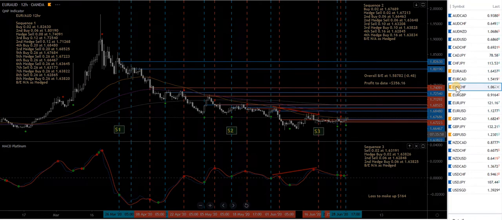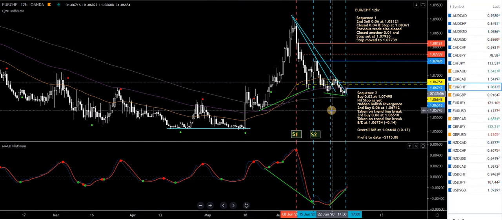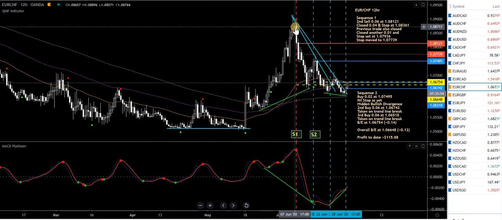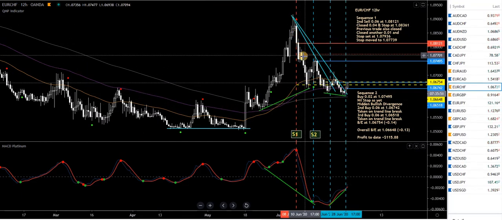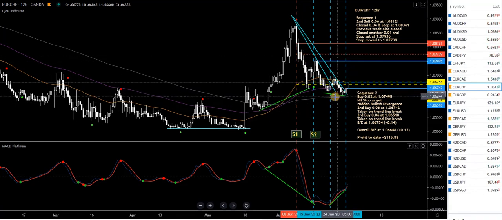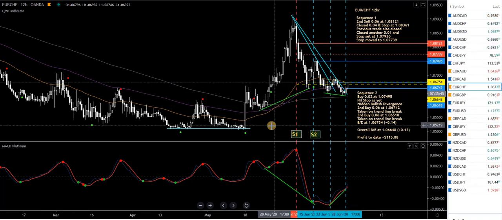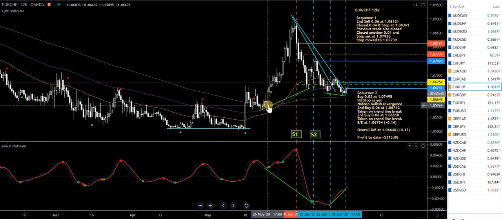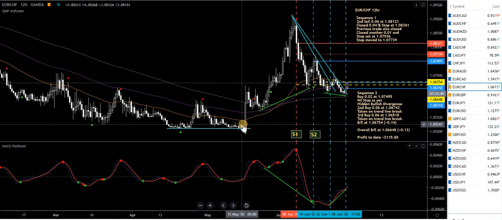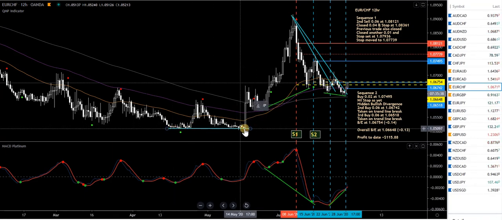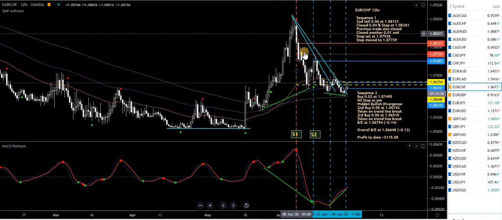So let's go and have a look at the Euro Swiss. I'm in a sell up here. Now, you'll see trend lines drawn on charts. Green trend lines are generally bullish divergence, and if there's red ones, they're bearish divergence. Blue ones are just something that interests me. Like in this case, it's just a support level. In this case, it's a trend line break.